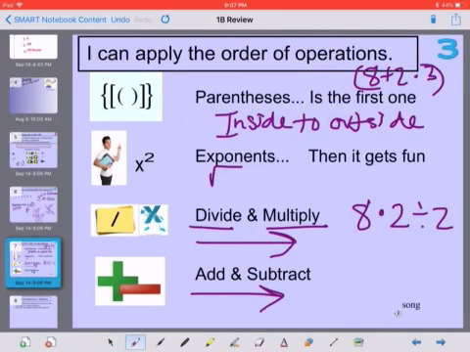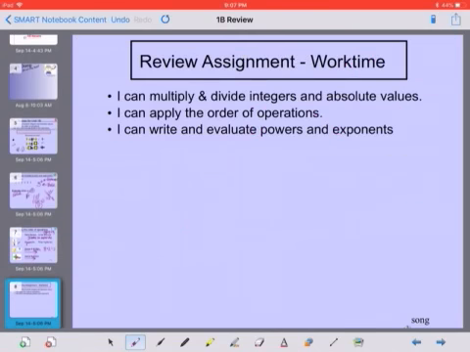That is our super quick concept overview. If you have any questions, please let me know. Otherwise, the rest of the hour you have is your assignment.